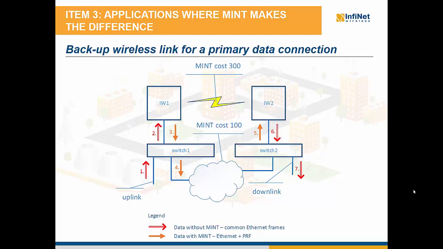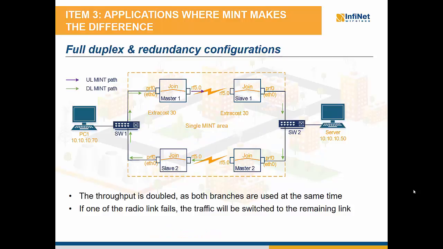Another type of application is backup wireless links. We can use Infinet Wireless links as backup links for primary data connections, like fiber optic connections for instance, simply without having the need to add extra network devices to implement such a configuration. The entire job is performed by the Infinet unit regarding the path selection of the packets and also regarding the failover task. In the next examples, we can build different configurations to provide full duplex communication between two endpoints while maintaining the benefits of redundancy.